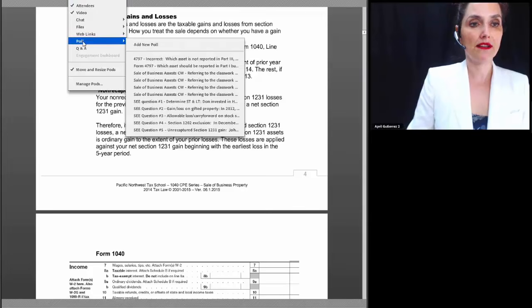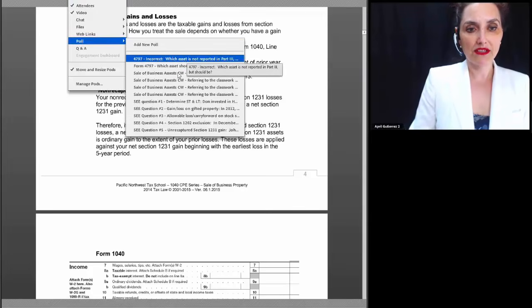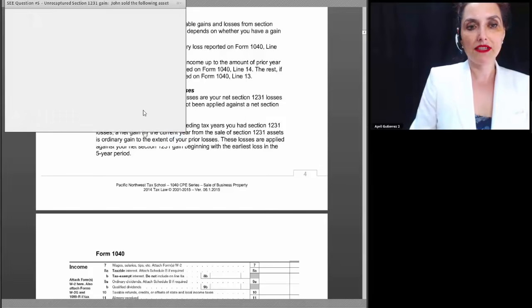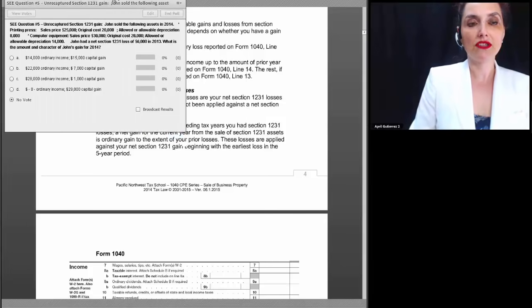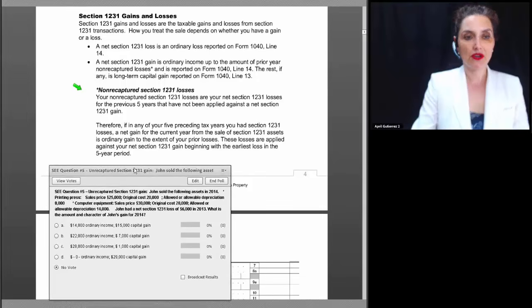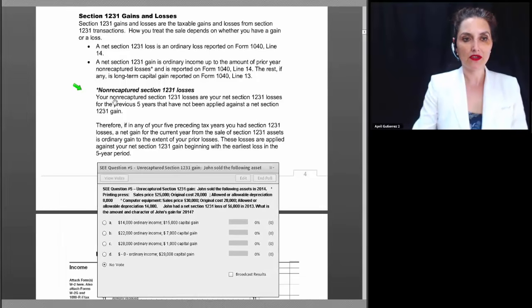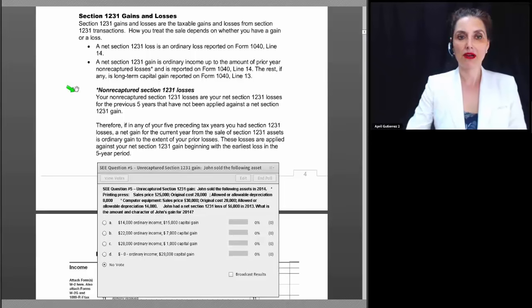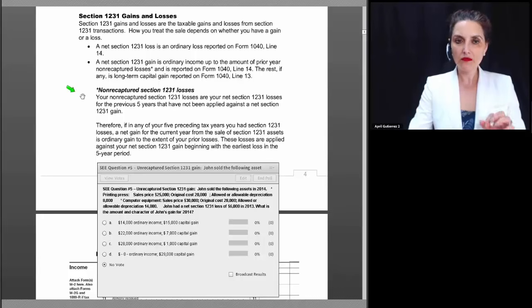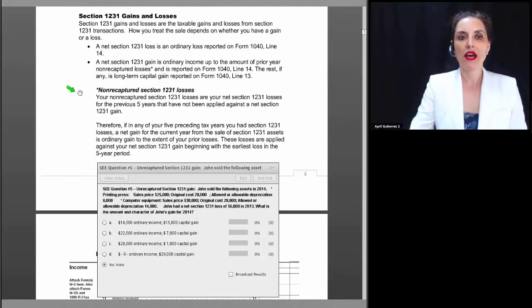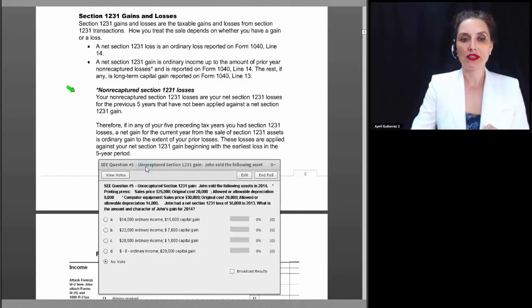So I thought that although we're just starting off on this class, I would throw this exam question at you because I think it does a good job covering this particular rule. So I'll just center it on the screen underneath the heading for non-recaptured Section 1231 losses. When you read these paragraphs on what a non-recaptured Section 1231 loss is, and then you think of what your Section 1231 gain is, try to answer this question, which reads, unrecaptured Section 1231 gain.